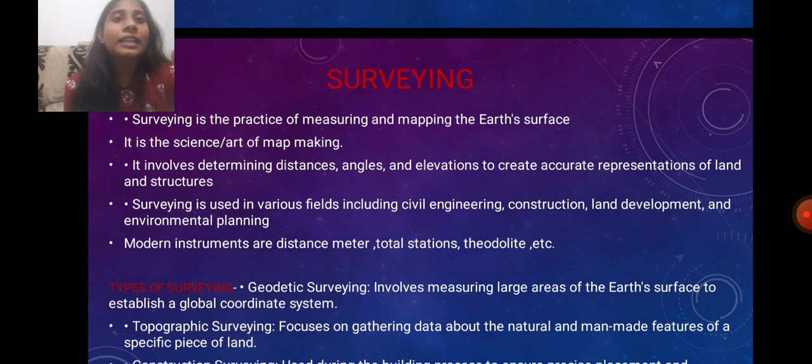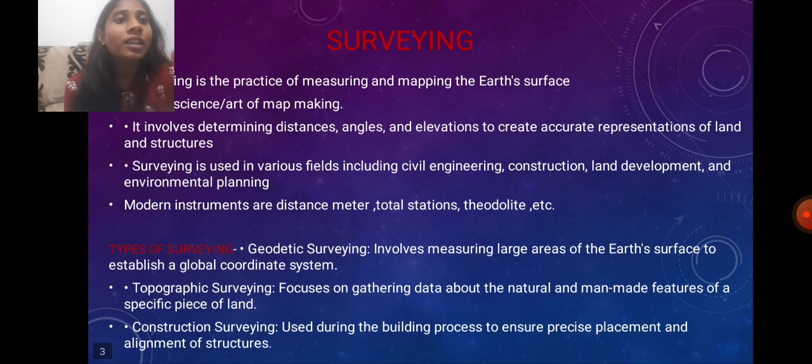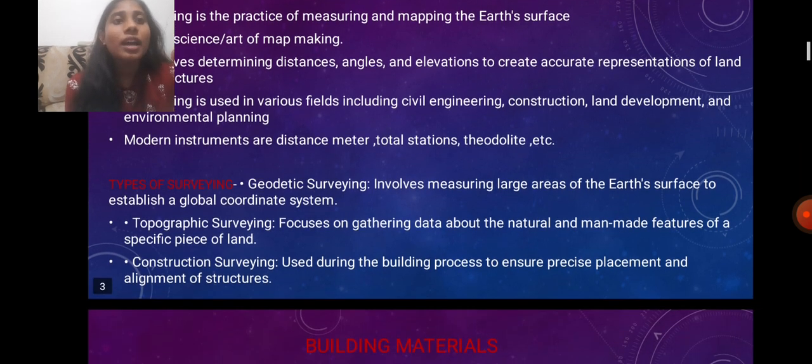Surveying is a practice of measuring and mapping the Earth's surface. It is a science and art of map making. It involves determining distance, angles, and creating representations of land and structures. Surveying is used in various fields including civil engineering, construction, land development, and environmental planning. Modern instruments are distance meters, total stations, etc.